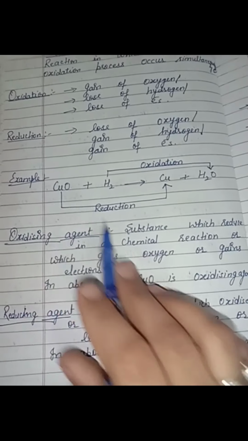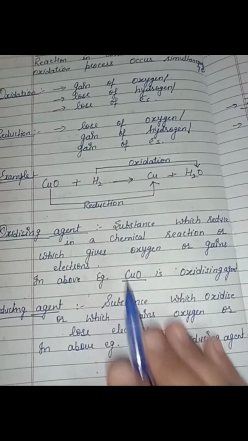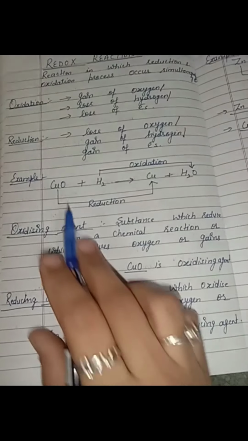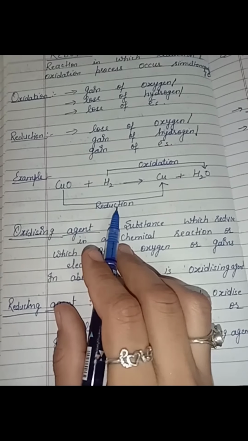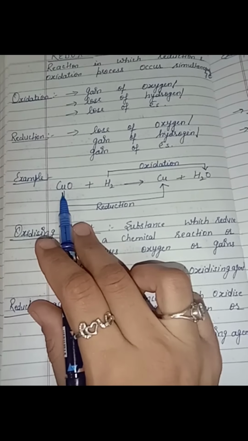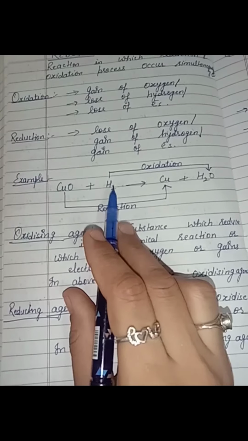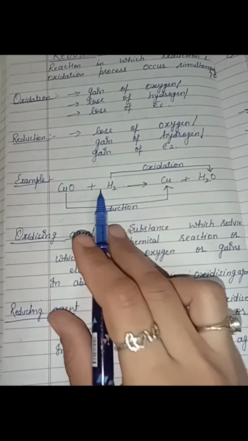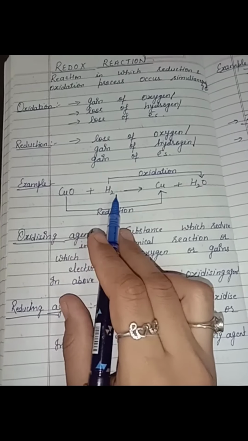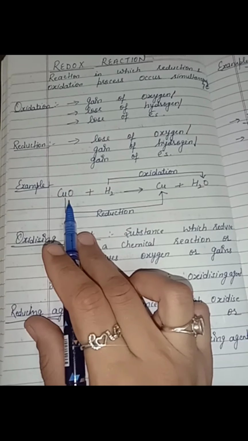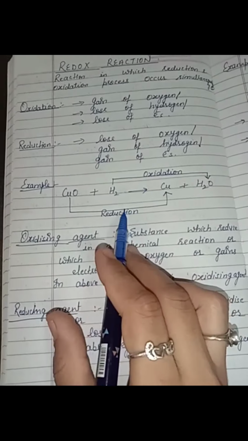Okay, copper oxide will be the oxidizing agent and hydrogen will be the reducing agent, because this copper oxide is being reduced, it's giving oxygen, so it will be the oxidizing agent, and hydrogen is being oxidized, so it will be the reducing agent. So by this we can very easily recognize where the oxidation is taking place, where the reduction is taking place, and what the oxidizing and reducing agents are.